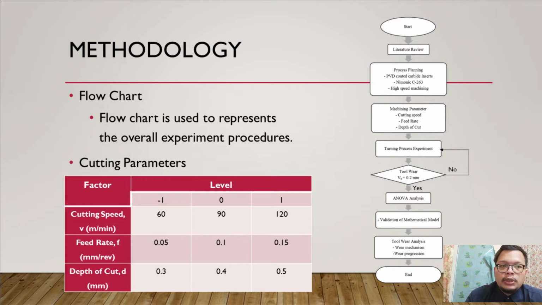The turning process will be carried out until the tool wear reaches VB 0.2 mm. After that, ANOVA analysis will be conducted and validation of the mathematical model will be the final part of this experiment.